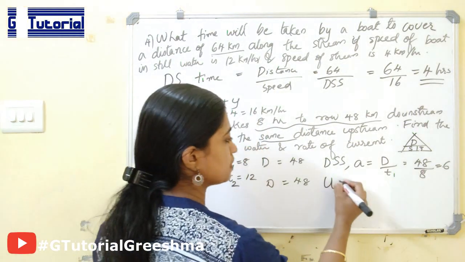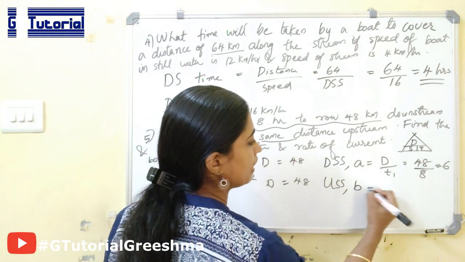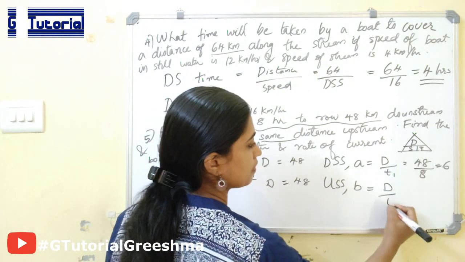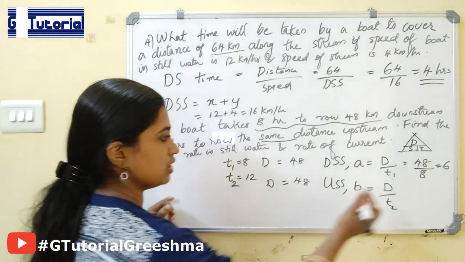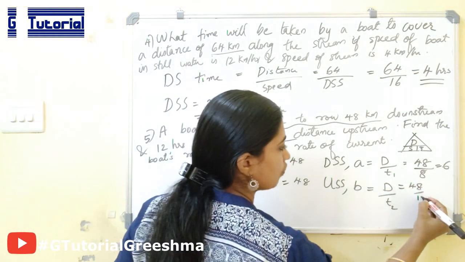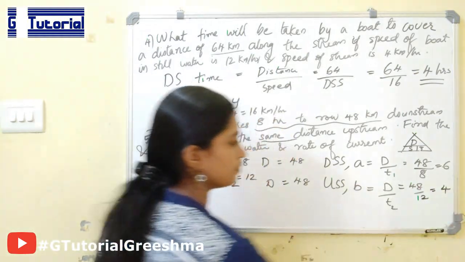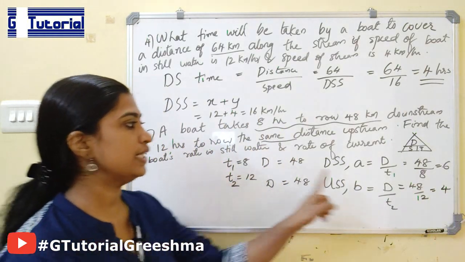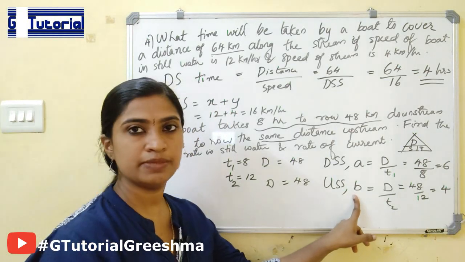Next, let us find the upstream speed, which is denoted by letter B. It is also distance by time. Here the time is T2. Distance is same, 48 by time is 12. So 48 by 12, which is 4. So we have obtained downstream speed and upstream speed.